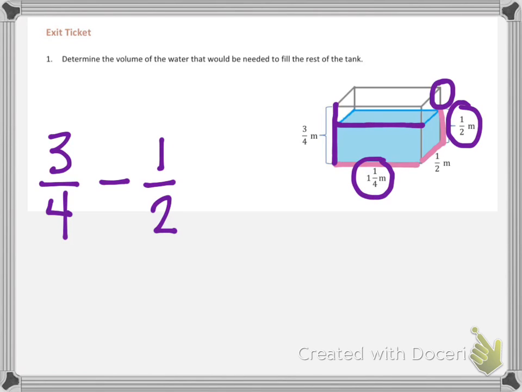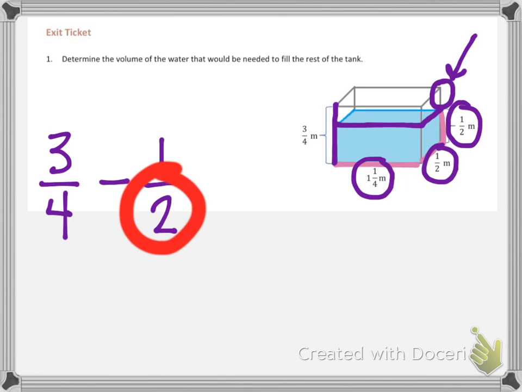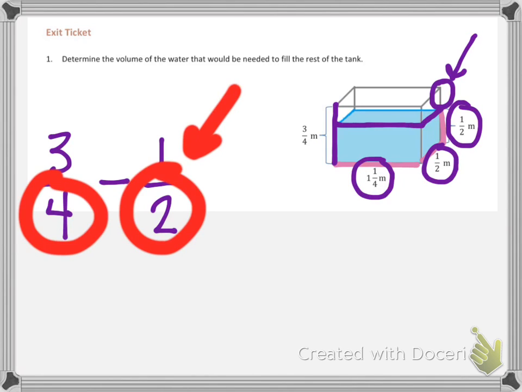So when you calculate the volume of the empty space, it's going to be length, 1 1/4, times width, 1/2, times whatever this ends up being. And remember, when you're subtracting fractions, these denominators right here have to be the same. So you're going to have to make some changes to that 1/2 so that it becomes fourths, and then you can subtract to get the height.